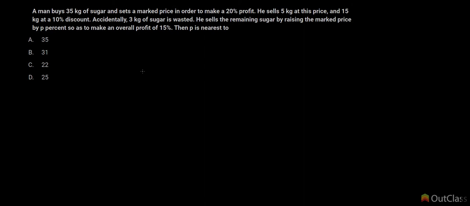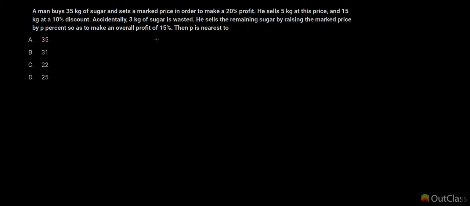Now, what are the concepts we need? We need weighted average, because this ratio 5, 15, 3 and whatever, that remaining sugar would be 12. That weight ratio is important here. So it's a weighted average. We need the basics of profit loss. We could use assumed mean to reduce the burden of calculation, but it is optional.